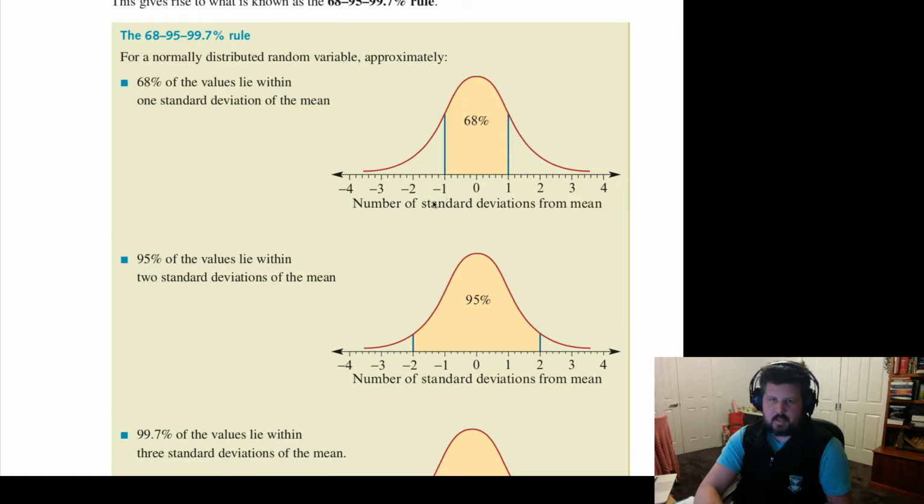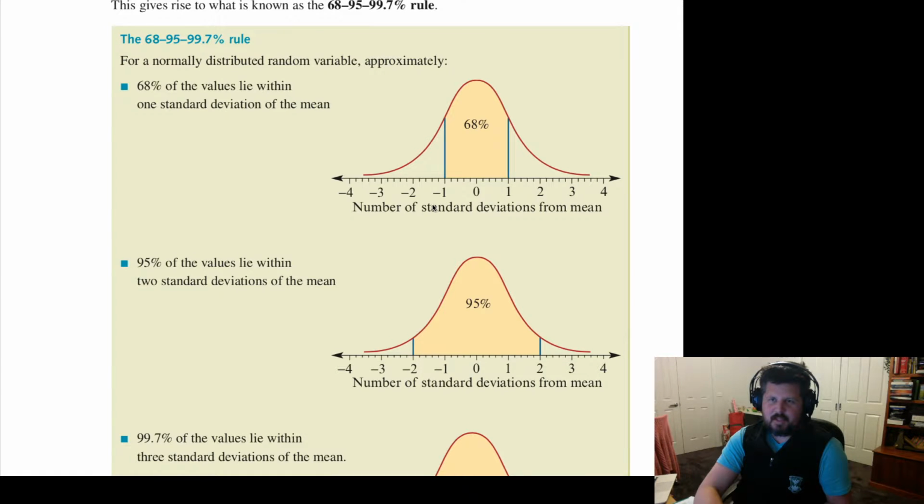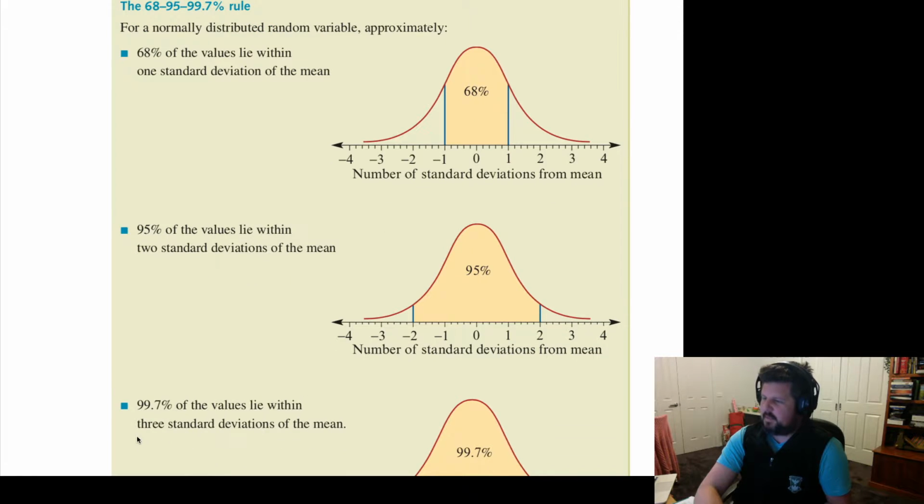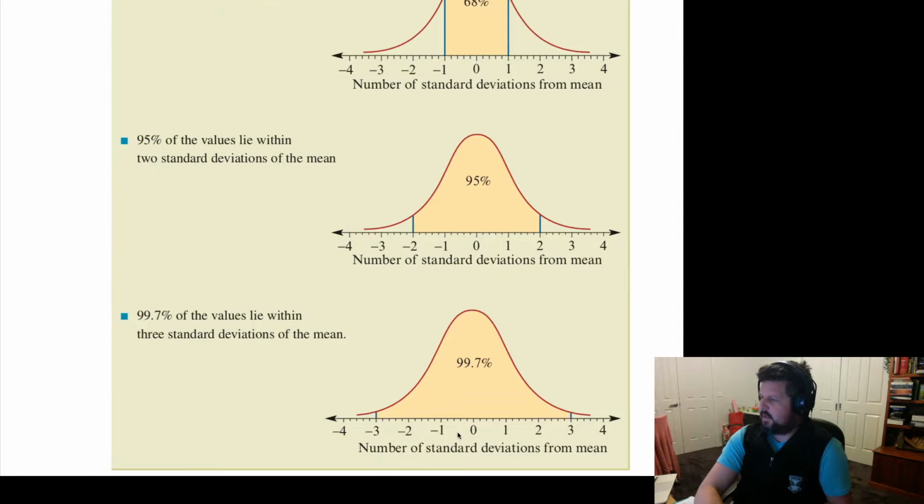No surprise here, 99.7%, hence the name of the rule, is where the data lies within three standard deviations. So here you can see three standard deviations both sides. You've got 99.7% of the data. Perfect. That's what that's all talking about.